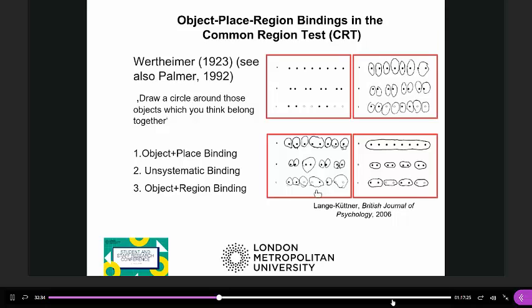So the basic feature of this way is unsystematic binding. And then the third one, and this is what all adults are doing, is drawing a region around all the dots in A. They are drawing a region around those dots which are close together, and they are drawing regions around those dots which have the same appearance.